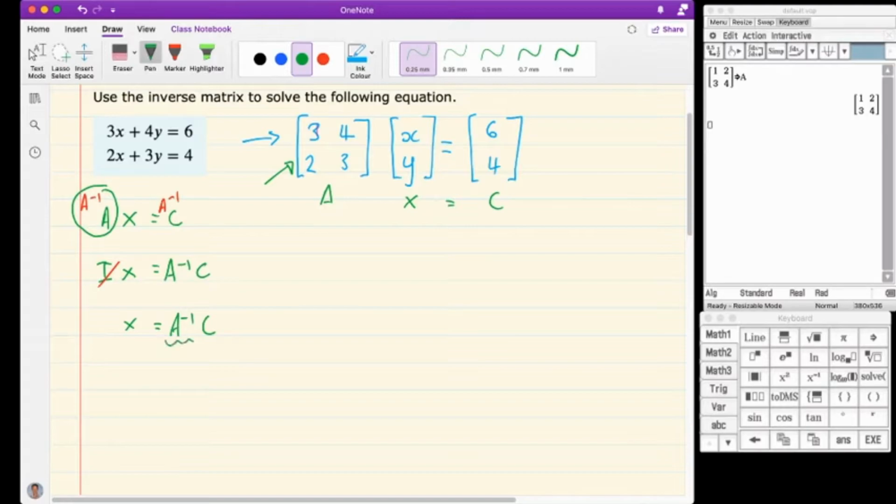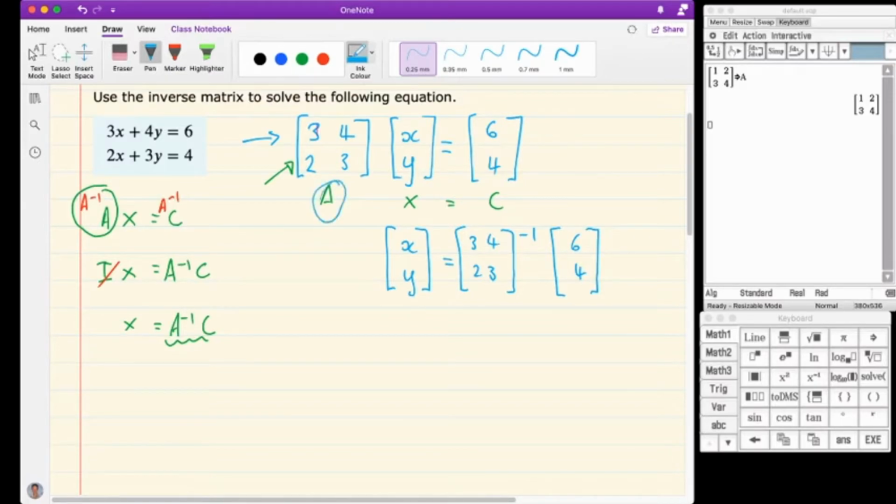Put visually, x and y is equal to the inverse of A, multiplied by 6 and 4. Now this hinges on the fact that the determinant of matrix A does not equal 0, which we've been through earlier.